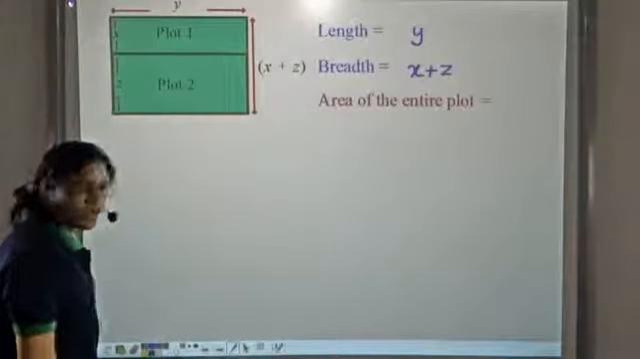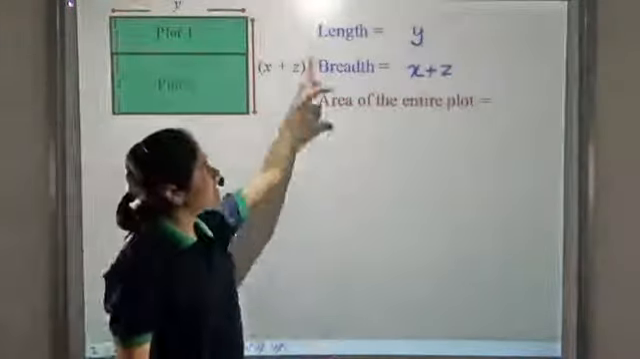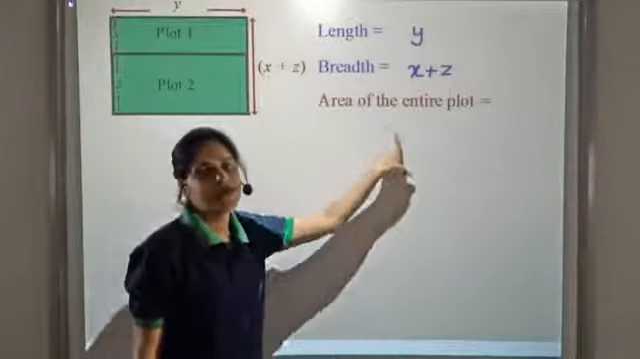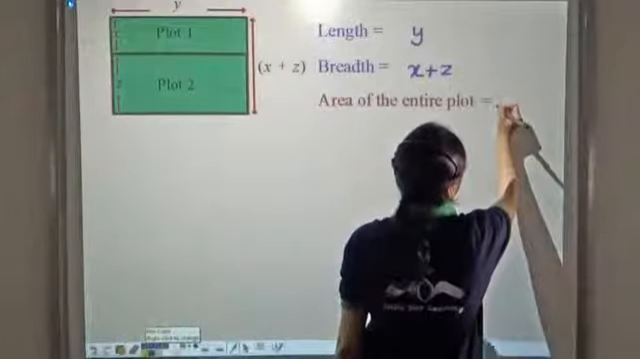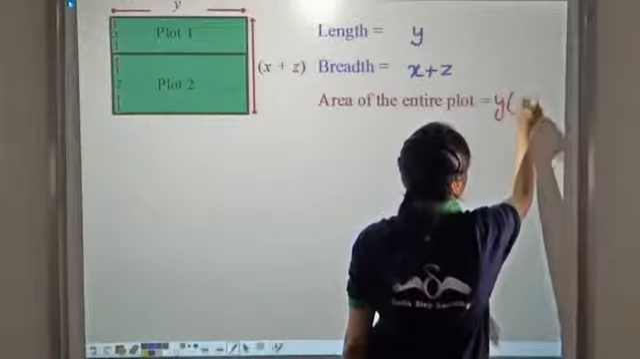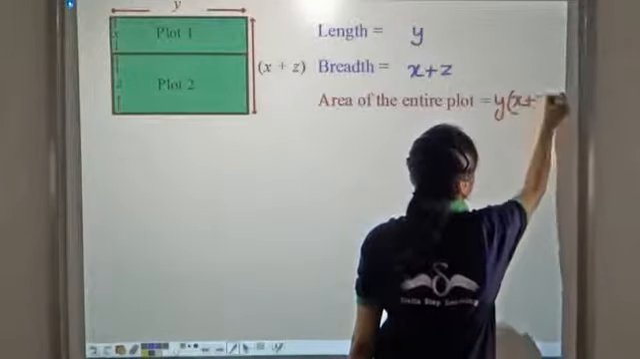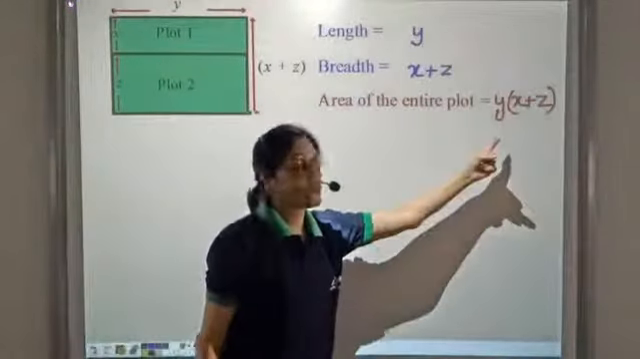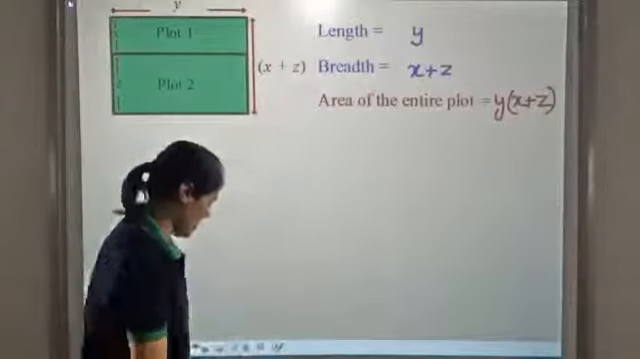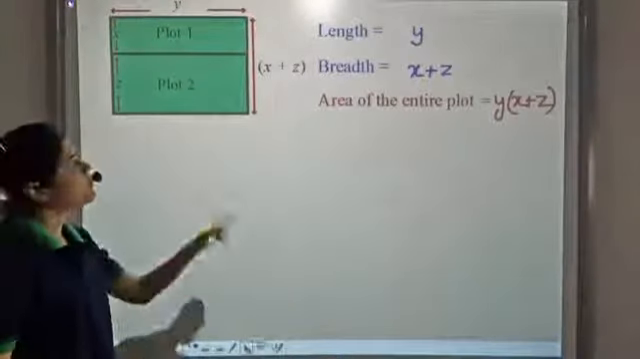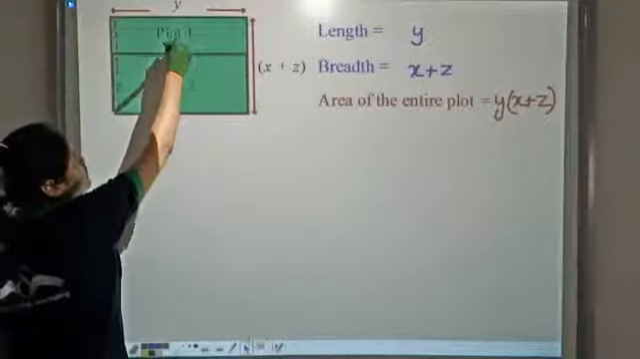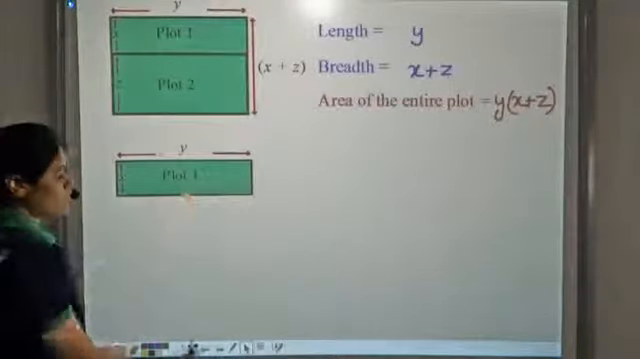So what is the area of this plot? Area is length into breadth. So area is y into x plus z. So the area of this plot is y into x plus z. Now let us consider plot 1 and plot 2 separately. So first look at plot 1.